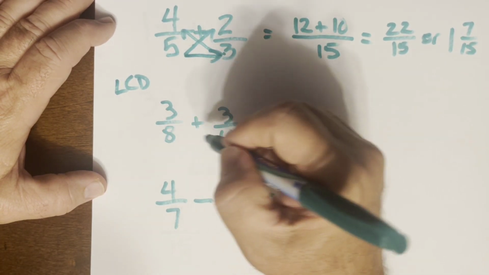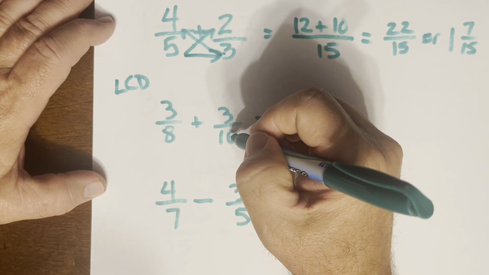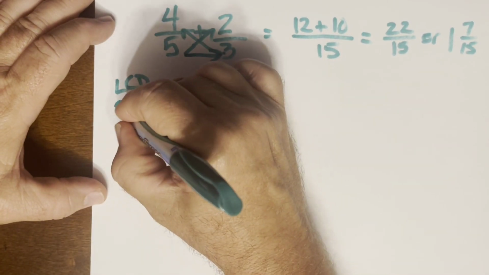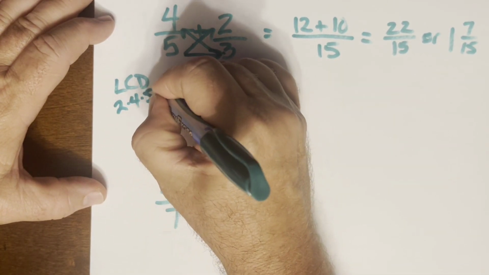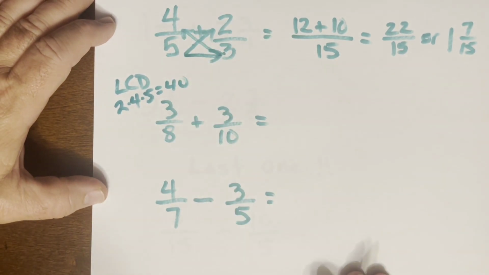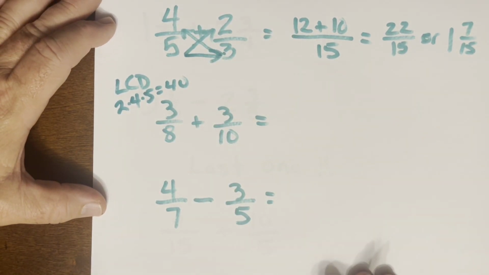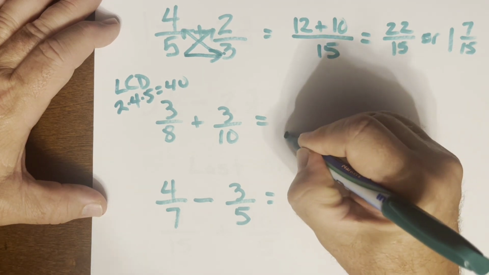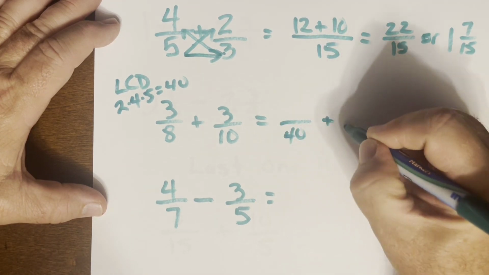If this is 2 times 4, this is 2 times 5. So if you take 2 times 4 times 5, you get 40. So 40 is the common denominator. I will show you that on another video if I need to.